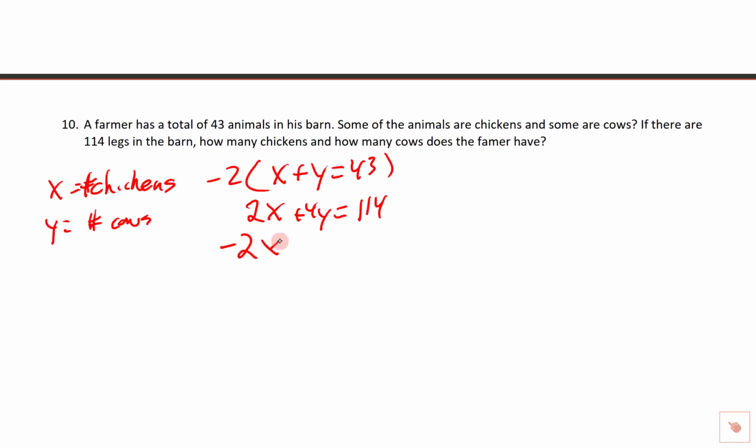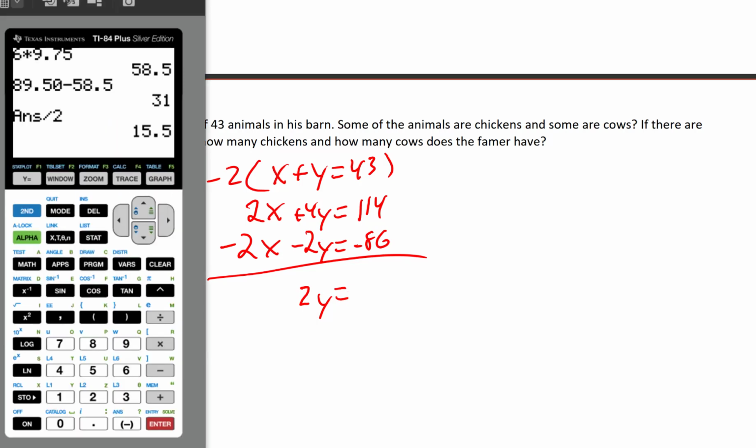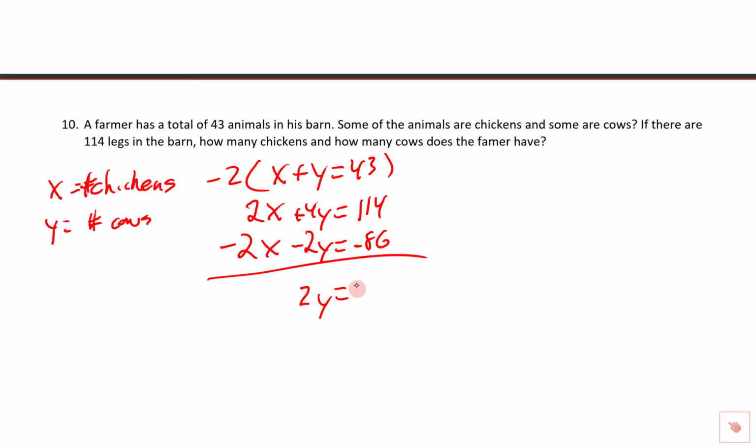So this is going to give me a -2x, a -4y, and a -2 times 43, that's going to be a -86. So now we can combine those together. The x's go away, but we're left with, whoops, not a 4y, but a 2y. And then on the other side, again, I'll just double check on the calculator, 114 minus 86, we end up with 28. So 28 right here, we'll divide by 2, so we get y equals 14.